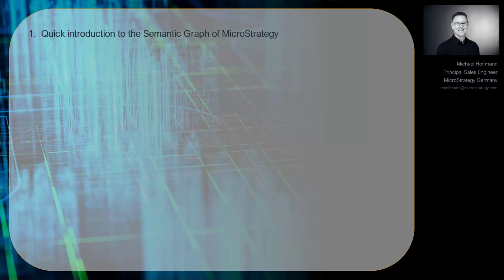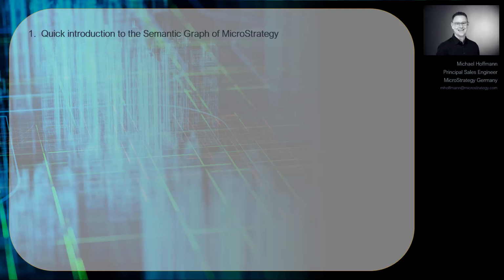The semantic graph of MicroStrategy is something unique in MicroStrategy. It's the core, the heart of every MicroStrategy solution. The semantic graph addresses all the objects and their relationships to each other that make up MicroStrategy solutions, okay? And the semantic graph, on the other hand, is the basis for a single version of the truth.